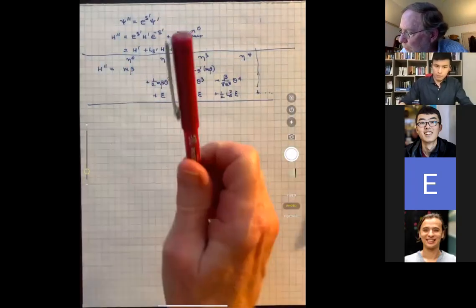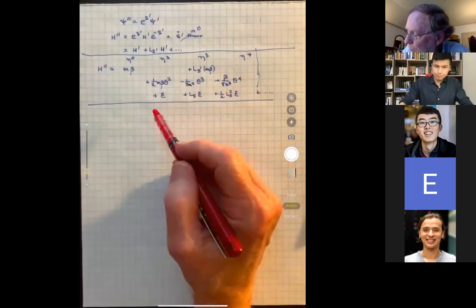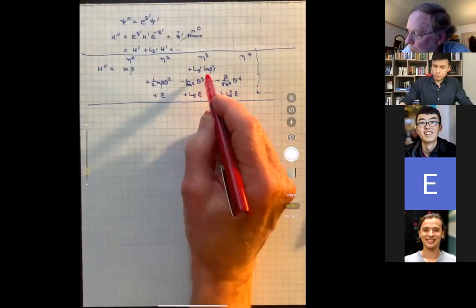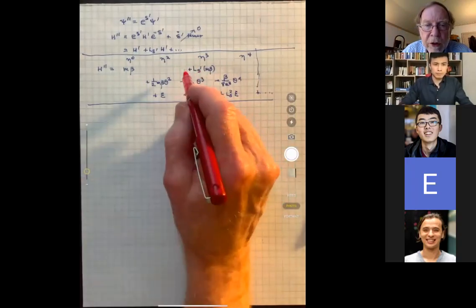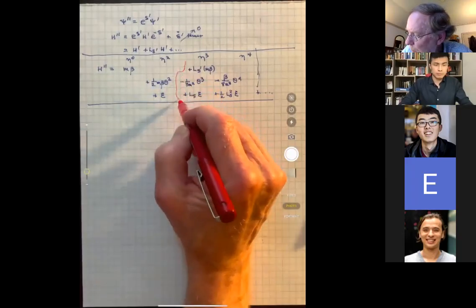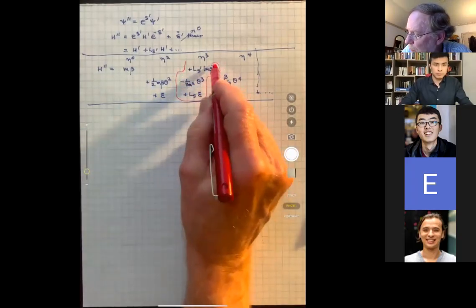Now our strategy is going to be to choose... You see, the only place where there's a correction term is right there. It's at this third order, LS prime M beta, right there. So what we want to do is to choose LS prime to make this entire cubic term vanish.